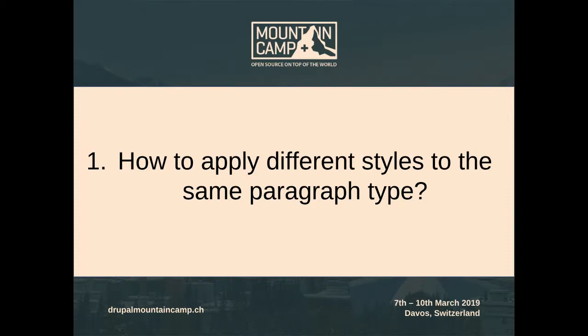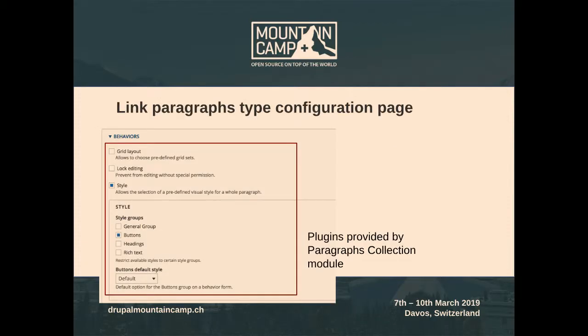Or one of the other options would be to use behavior plugins that are available in Paragraphs Core, and to use the Paragraphs Collection module, which adds some behavior plugin implementations for paragraphs. It also adds a style plugin, which we are going to show how it looks here. This is a paragraph type configuration form. There is a list of behaviors. These are behavior plugins, provided here by the Paragraphs Collection module. And we can see, for instance, the grid layout plugin and the style plugin that we are interested in.